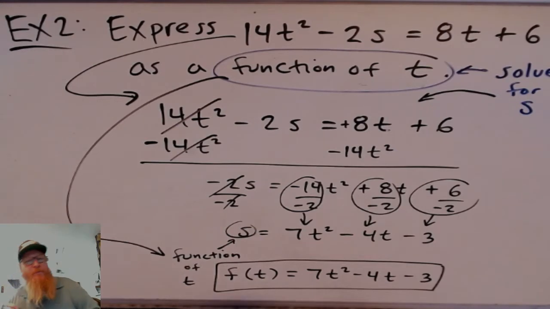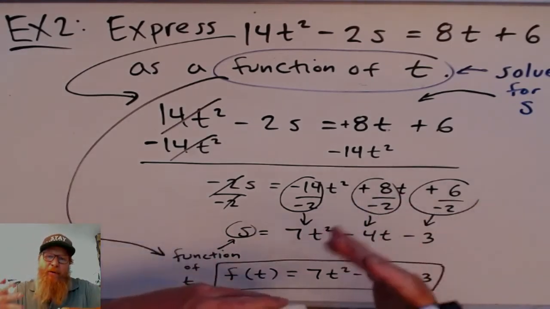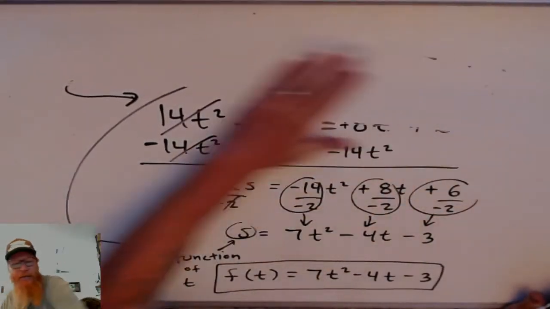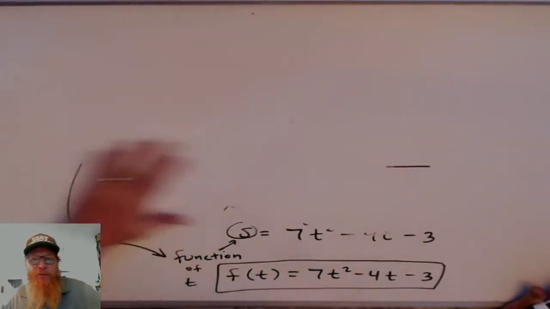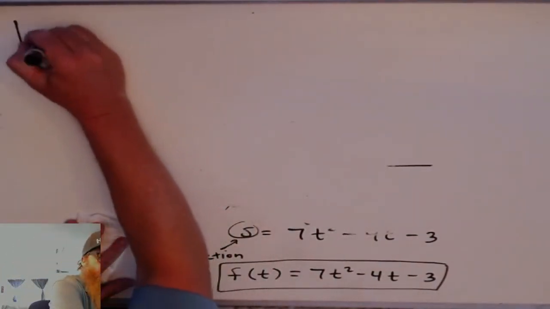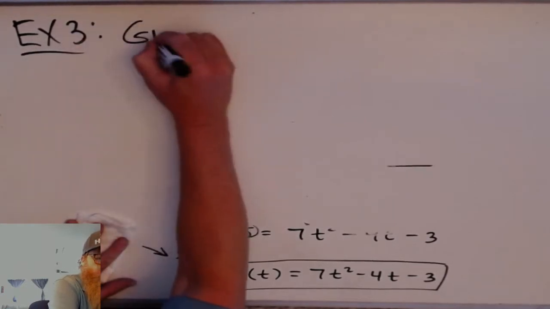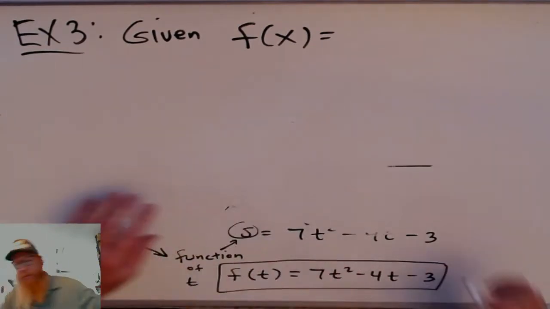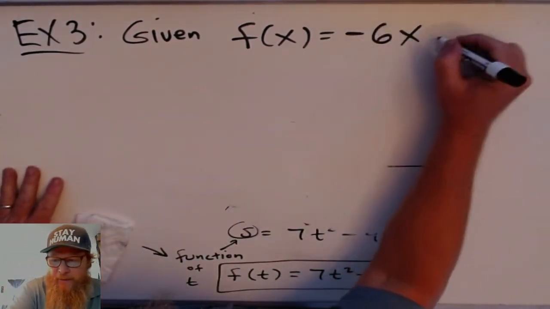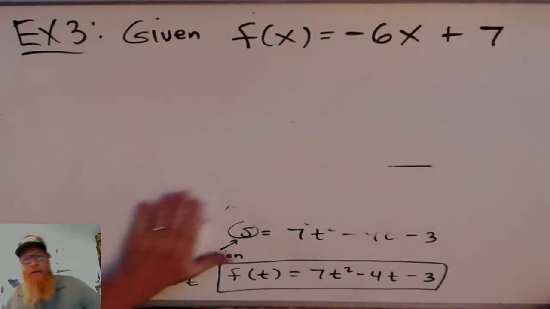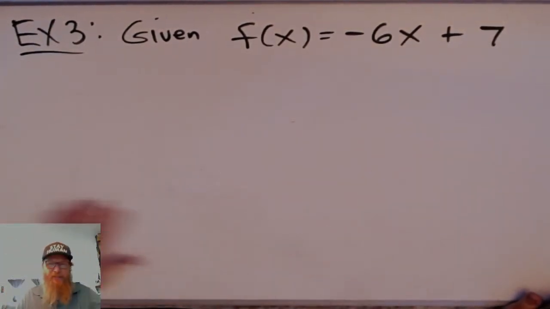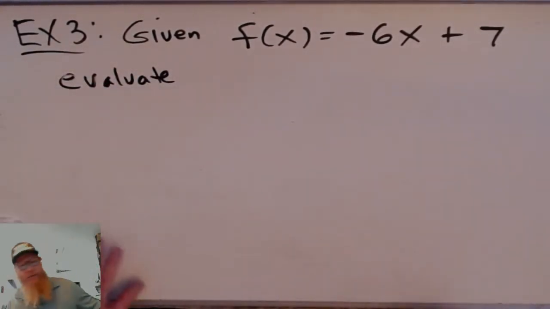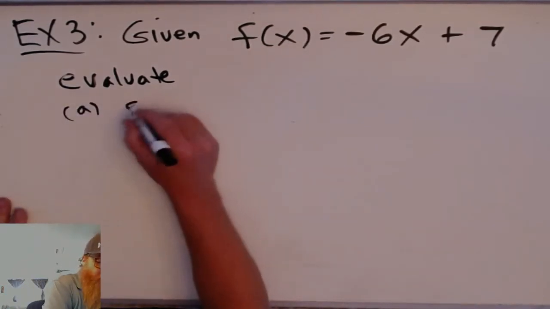For the rest of these problems, I want to talk about evaluating. Remember, evaluating is a fancy way of saying plug in the value. So for these examples, I'm going to give you the function and then just ask you to do some evaluations. And let's go back to our good old x variable. F of x is negative 6x plus 7. I'm going to ask you to do various evaluations. So let's do 3 parts.